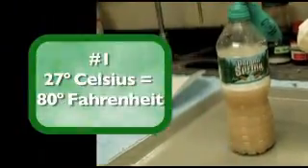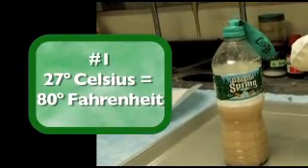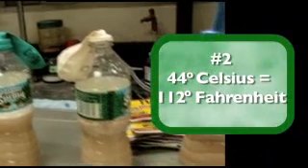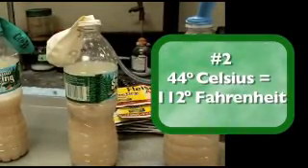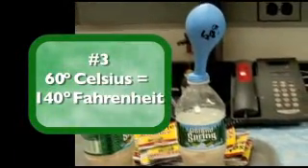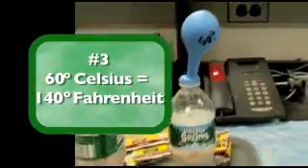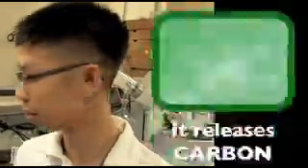First, the room temperature one is around 27 degrees Celsius, so that's roughly around 80 degrees Fahrenheit. And then you have the 44 degrees Celsius, which is around 112 degrees Fahrenheit. And then you have the 60 degrees Celsius, which is around 140 degrees Fahrenheit. As the yeast feeds on the sugar, it releases carbon dioxide gas, which you see in the balloon.